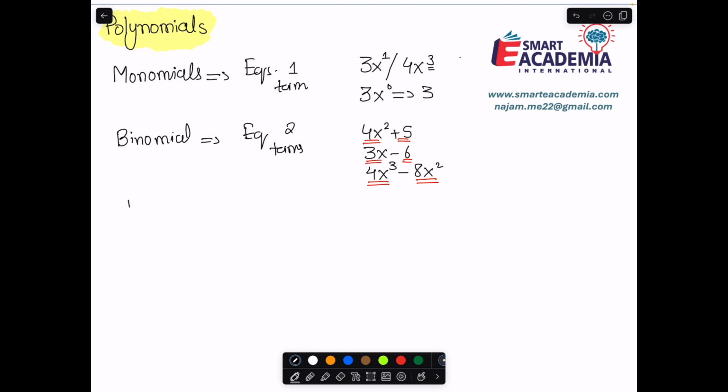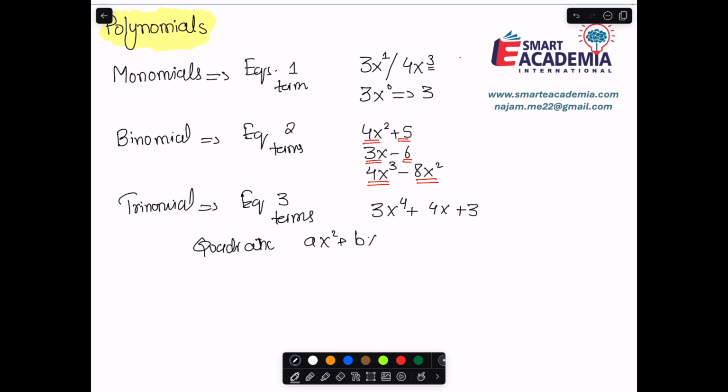Similarly, as the pattern continues, we have a trinomial. A trinomial means any equation with three terms. For instance, 3x power 4 plus 4x plus 3. We often say we have a quadratic equation in the form of ax squared plus bx plus c. It is indeed a trinomial, but also a quadratic equation. Now, why it's called a quadratic equation, we'll come to that as well.